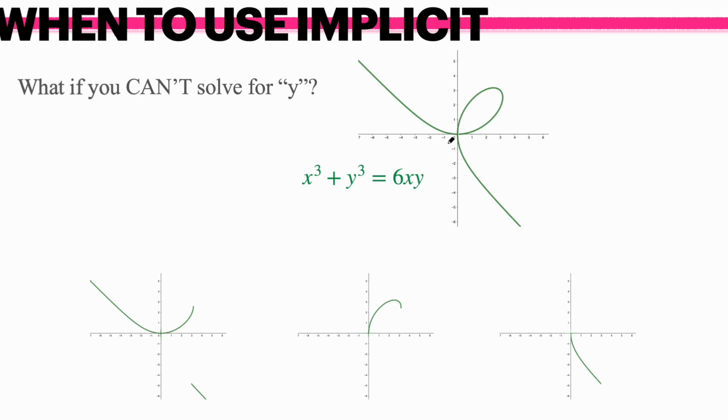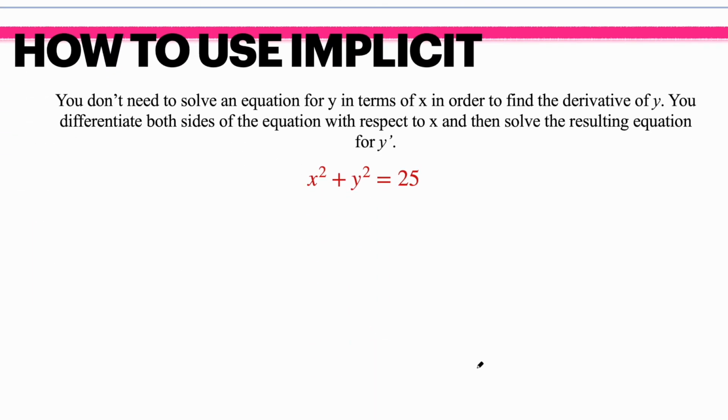If you were to do a vertical line test on something like this, it would fail in a couple of different places. Basically, between 0 and 3, it would completely fail. So you would have to break it up into different functions for the vertical line test to work. Enter implicit differentiation.